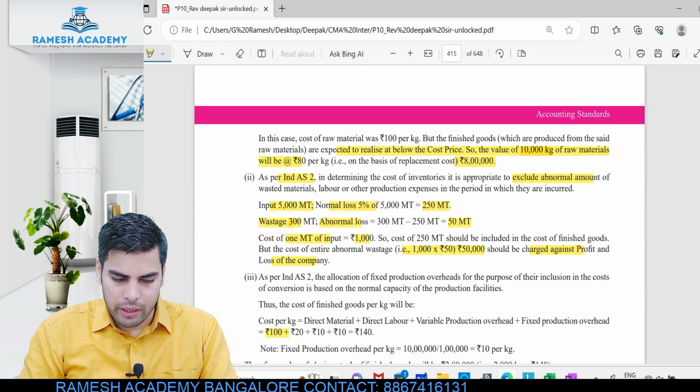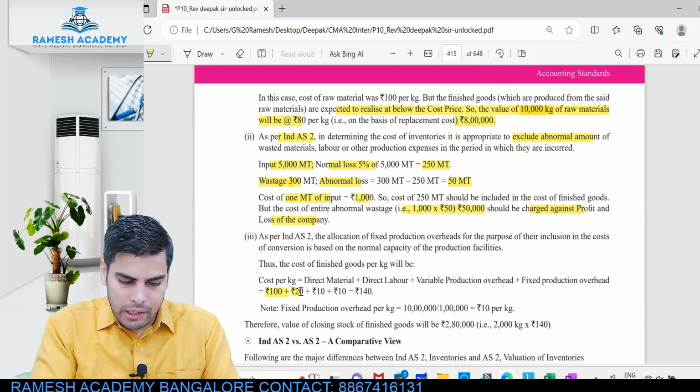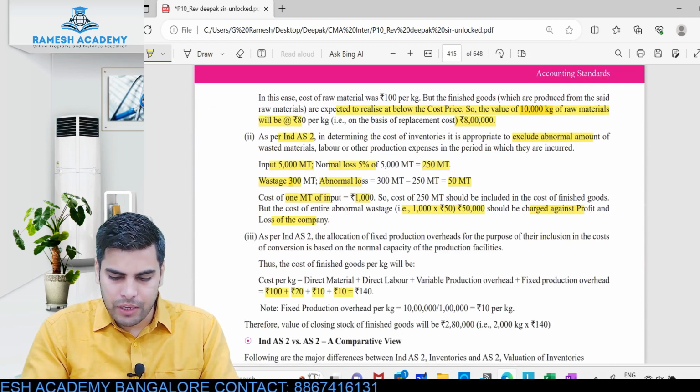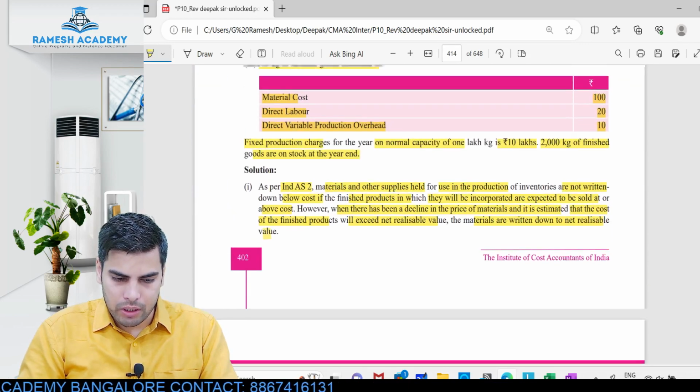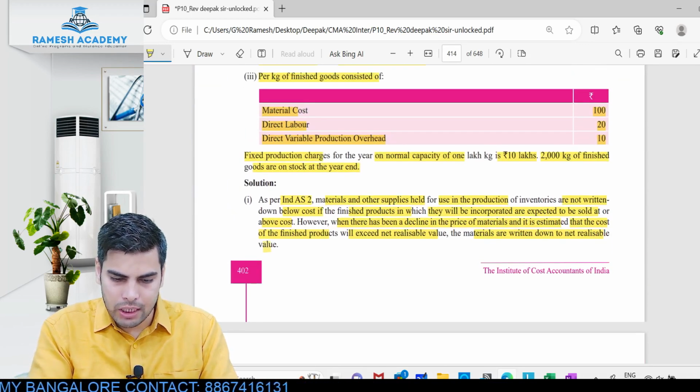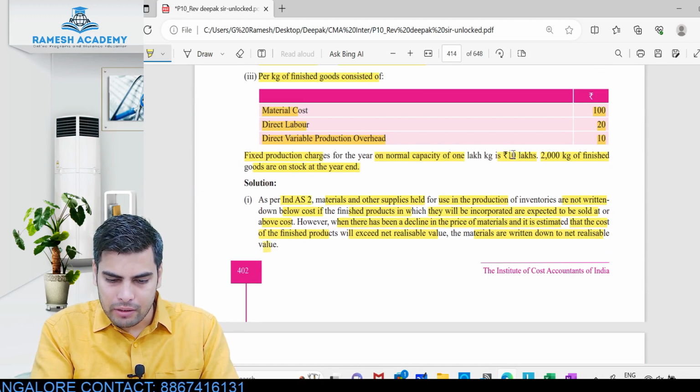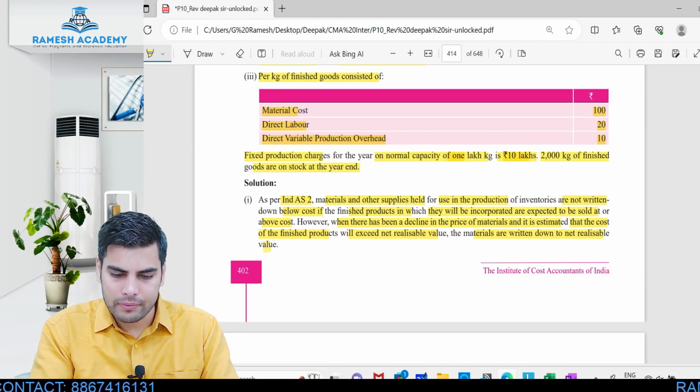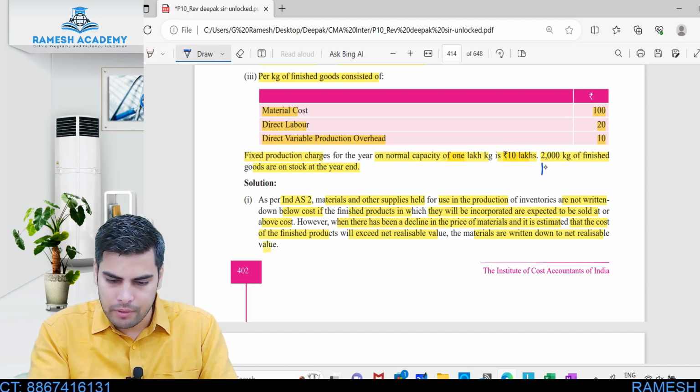Okay, so 100, 20 and 10, and even this fixed production overhead. Fixed production overhead for normal capacity, how much have they given? They have given 10 lakh. Normal capacity is 1 lakh kgs, so this would be 10 lakh divided by 1 lakh kg, which is 10 rupees per unit.